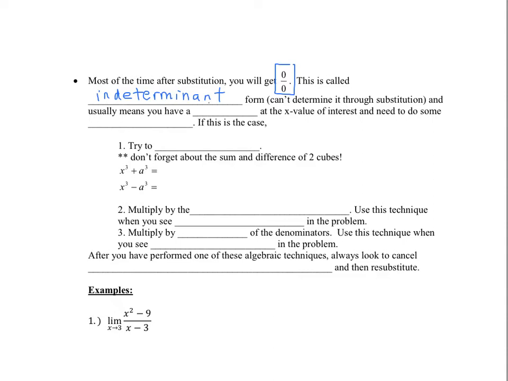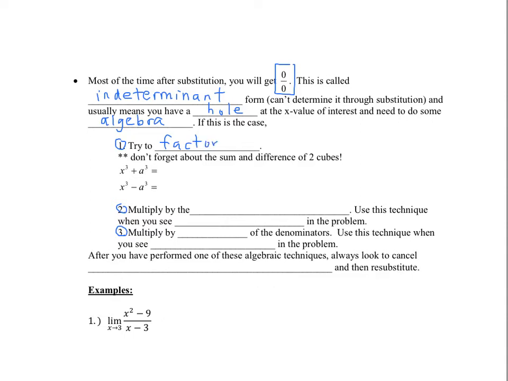Now usually we're going to have a hole at the x value of interest if you see 0 over 0 after substitution. If this is the case, what we want to try to do is perform some sort of algebra. Now there's 3 different types that we're going to look at, 3 different techniques. The first one is to try to factor.